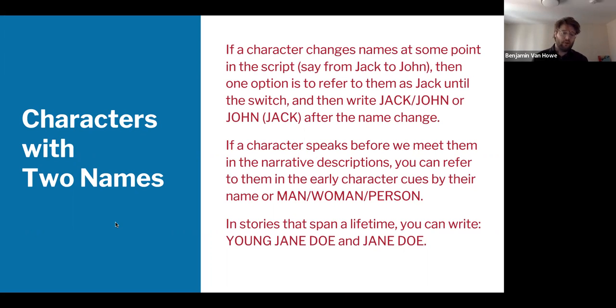Maybe you have a story that spans over a lifetime. In that case, you could write young Jane Doe, and then just Jane Doe, and then older Jane Doe, especially if the actor will change between all three of these. It also helps clarify flash forwards or flashbacks. If we know that they're young, then we know that, okay, we might be in a flashback right now.